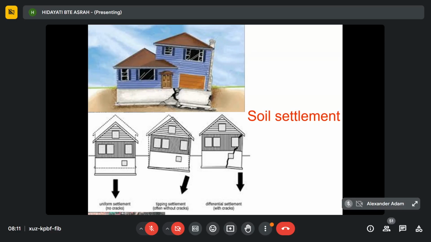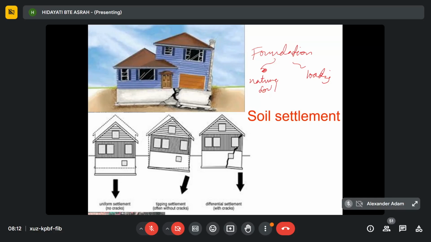So you must remember, soil profile and soil investigation are important because you need to design your foundation. When you design your foundation, there are two factors that you need to know. One is the nature of your soil, the other one is the loading. So that's why you need to know information about your soil.